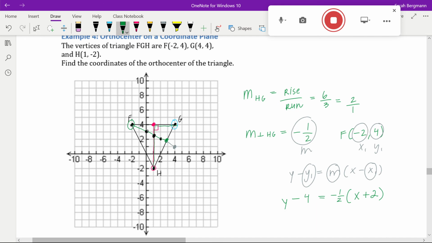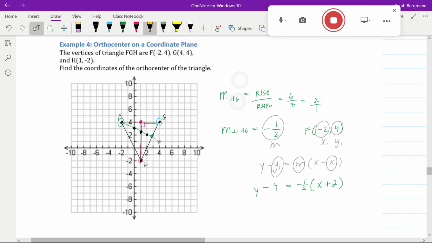Another way I could have gone about writing this equation is I see that it has the exact y-intercept of 3, so I could use slope-intercept form, which is y equals mx plus b. B stands for the y-intercept, which I know is at 3. So I could also write this by taking the slope and plugging it in for m, and 3 for my b value.